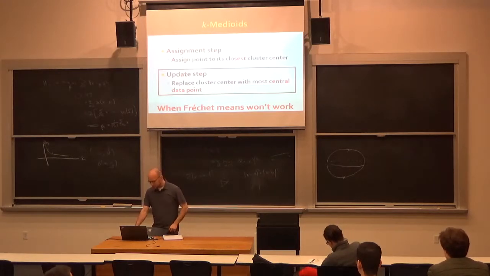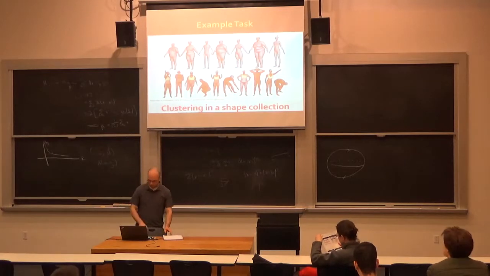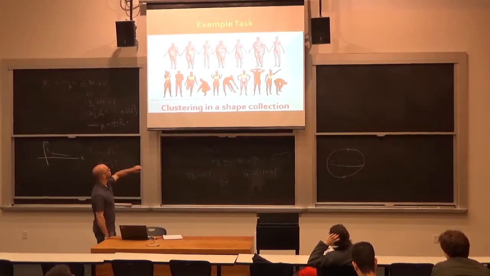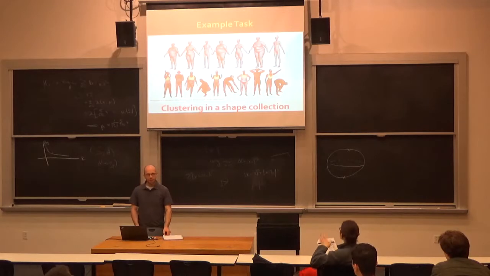It's a very generic object, and an example task for which this is well suited would be clustering of a collection of shapes. Here I've got all kinds of different humans, men and women, some of them big, some of them small, some standing, some sitting down, whatever, and I might want to cluster them by different notions of similarity.